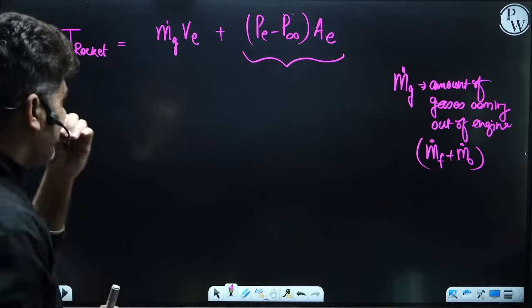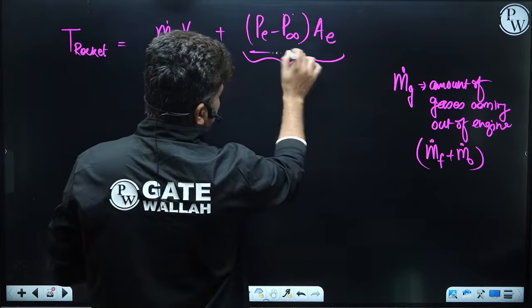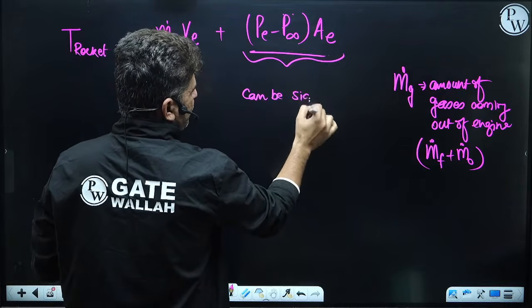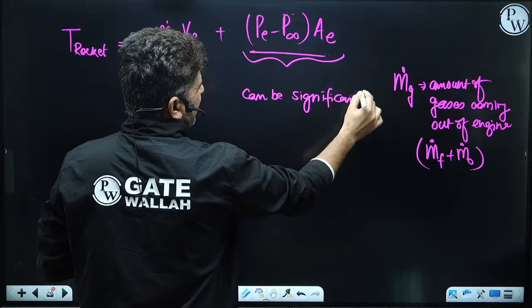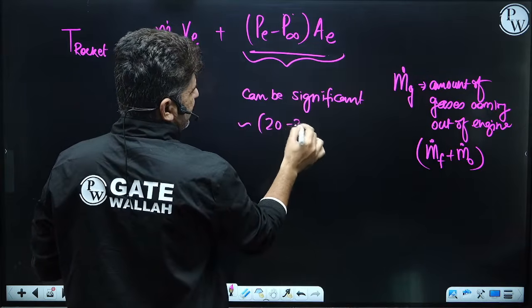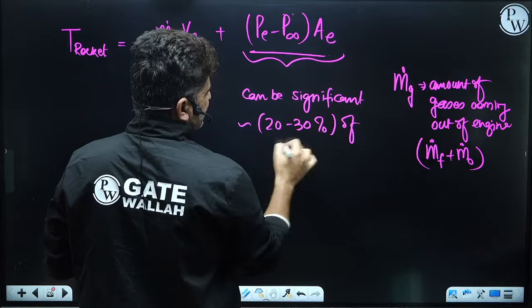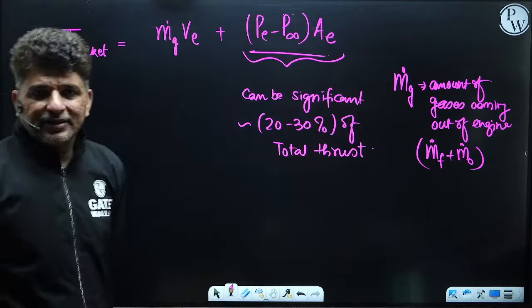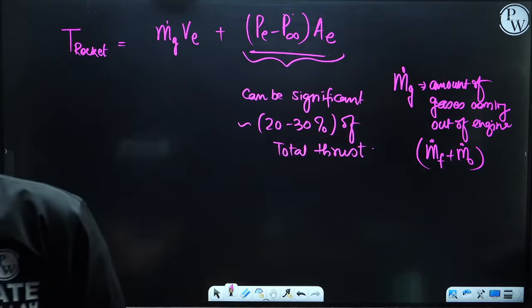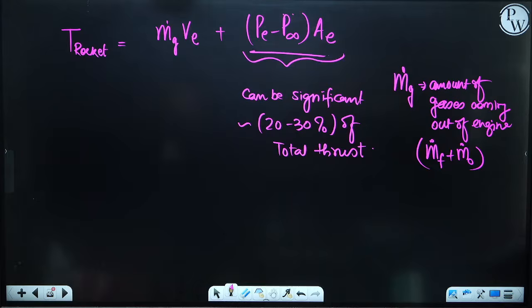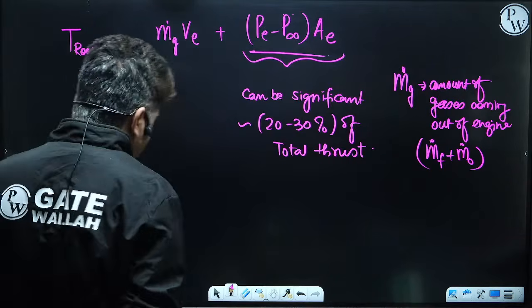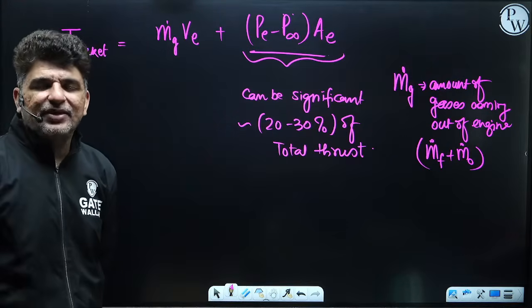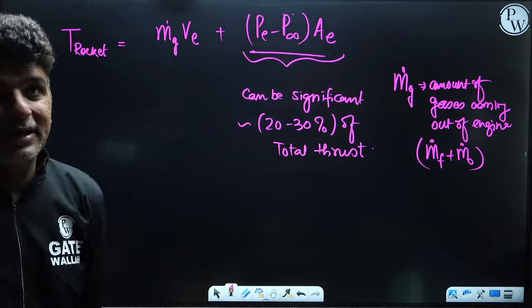So this component can be a significant contribution to the thrust when the rocket is moving. While designing, we generally take this component also into consideration. It can be significant, in the order of around 20 to 30% of total thrust. So this is what is called the thrust in case of a rocket. I am sure most of you might have seen these equations, in college or in your degree also.